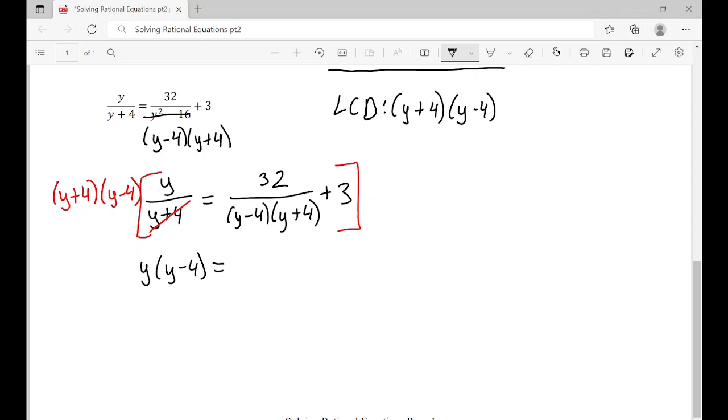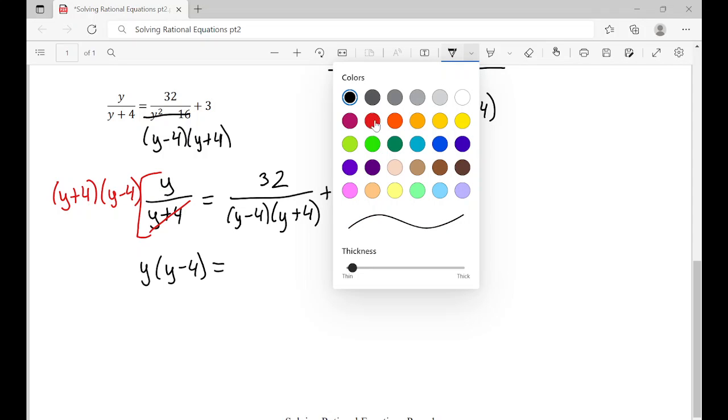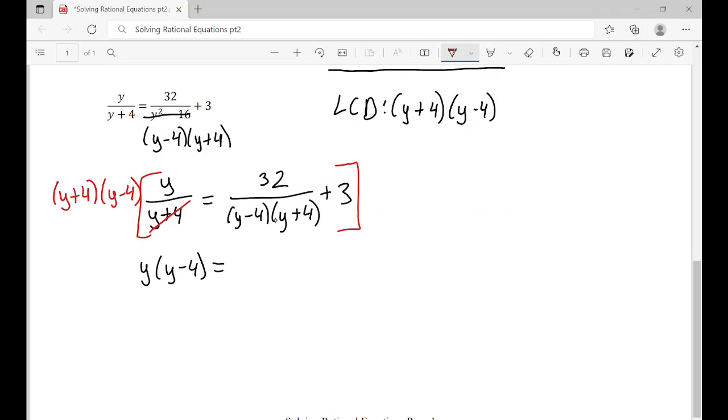Do it again for the next one. So the denominator, y minus 4, y plus 4, is going to cancel out with the LCD of y plus 4 and y minus 4. So gone and gone, and gone and gone. So what am I left with? Just the 32.